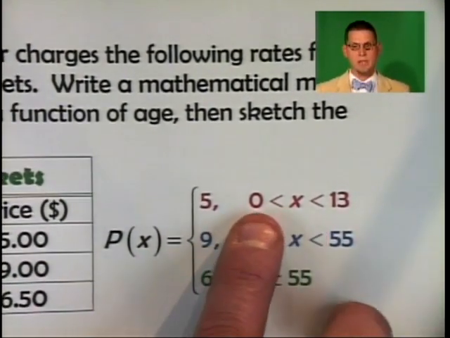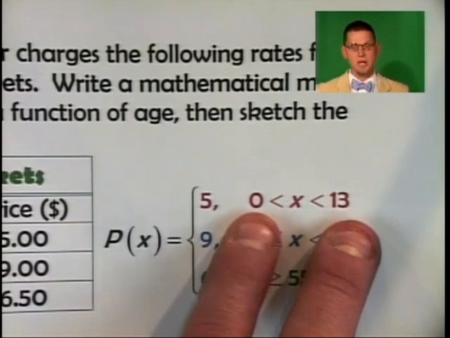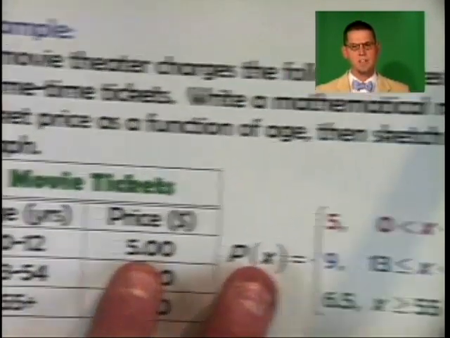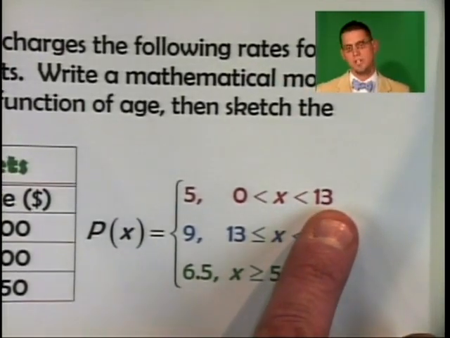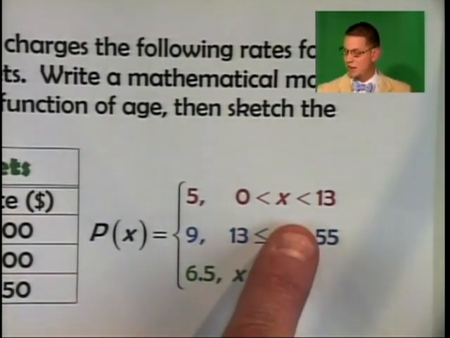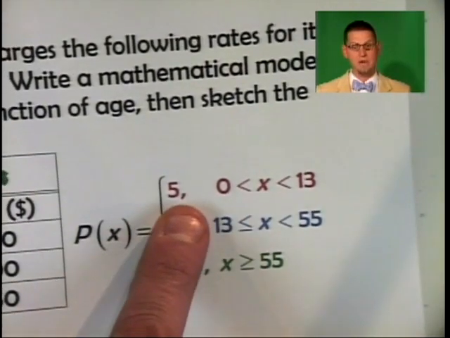Well, for x from 0 to less than 13, it's going to be $5. Now notice that it says from 0 to 12, it's $5. Why do I have x less than 13? Well, imagine it's the day before your 13th birthday. You're still going to tell them you're 12, right? So you get the cheaper price. So all the way up to 13, but not including 13, you get in for the $5.